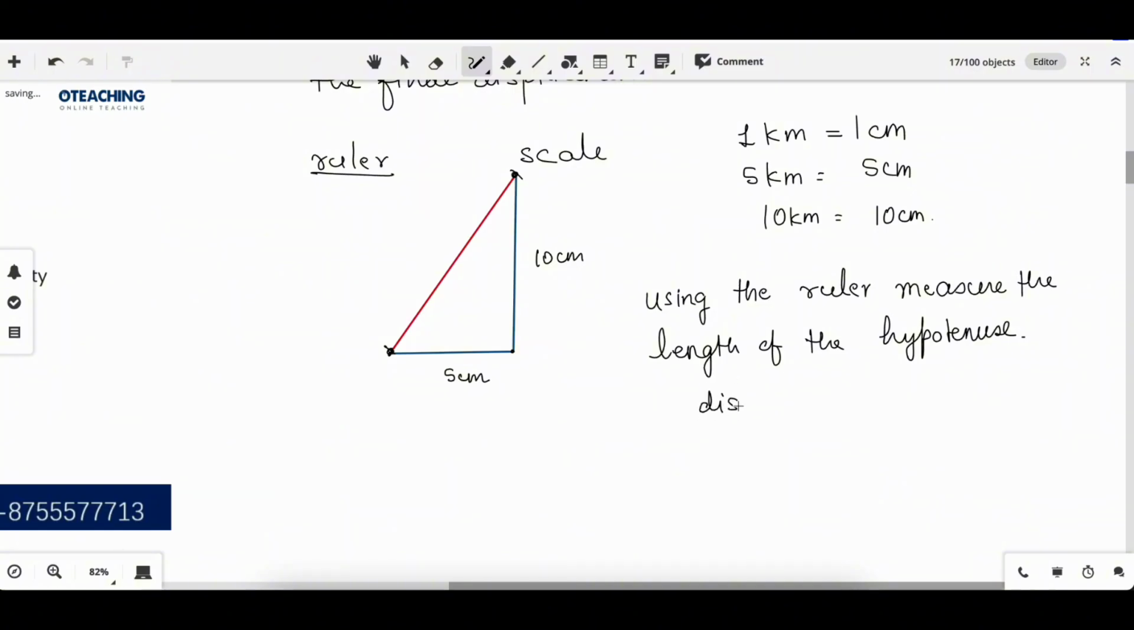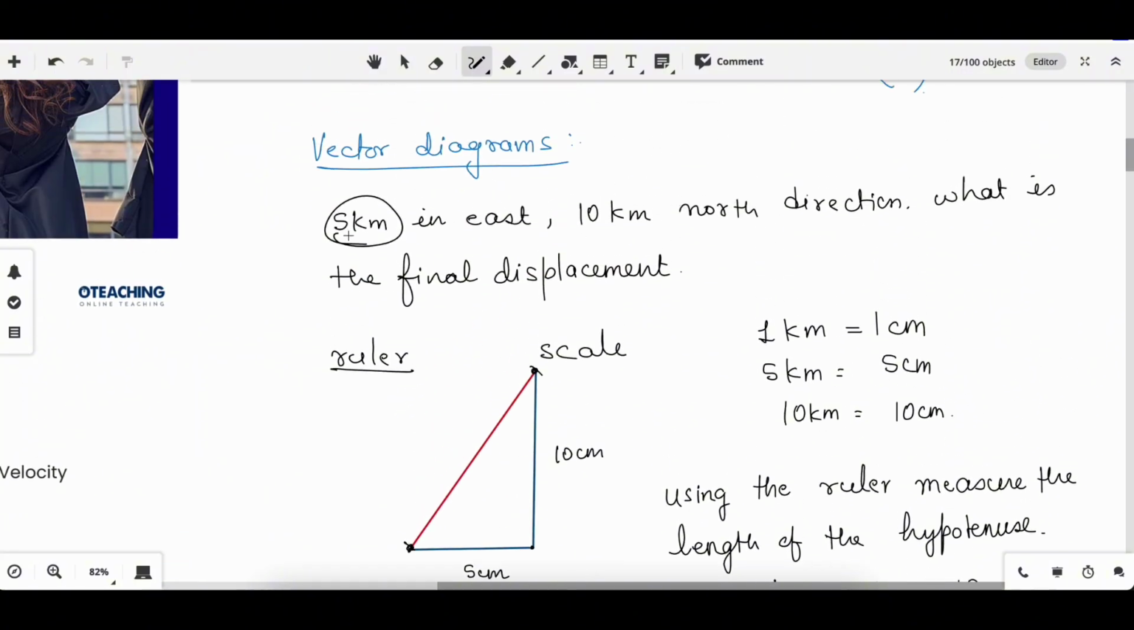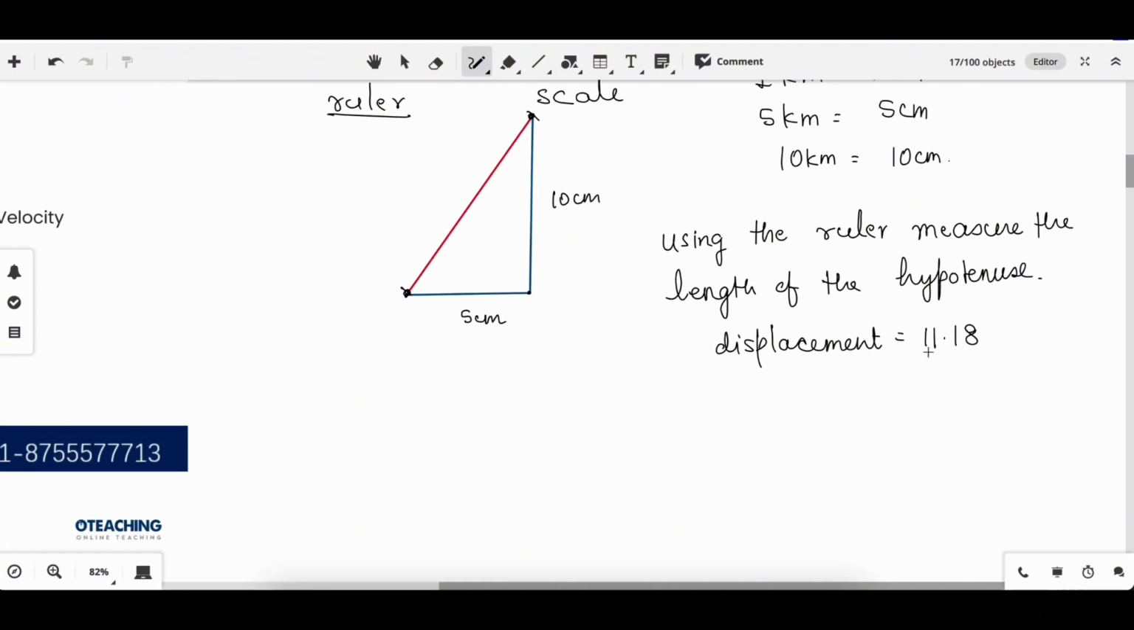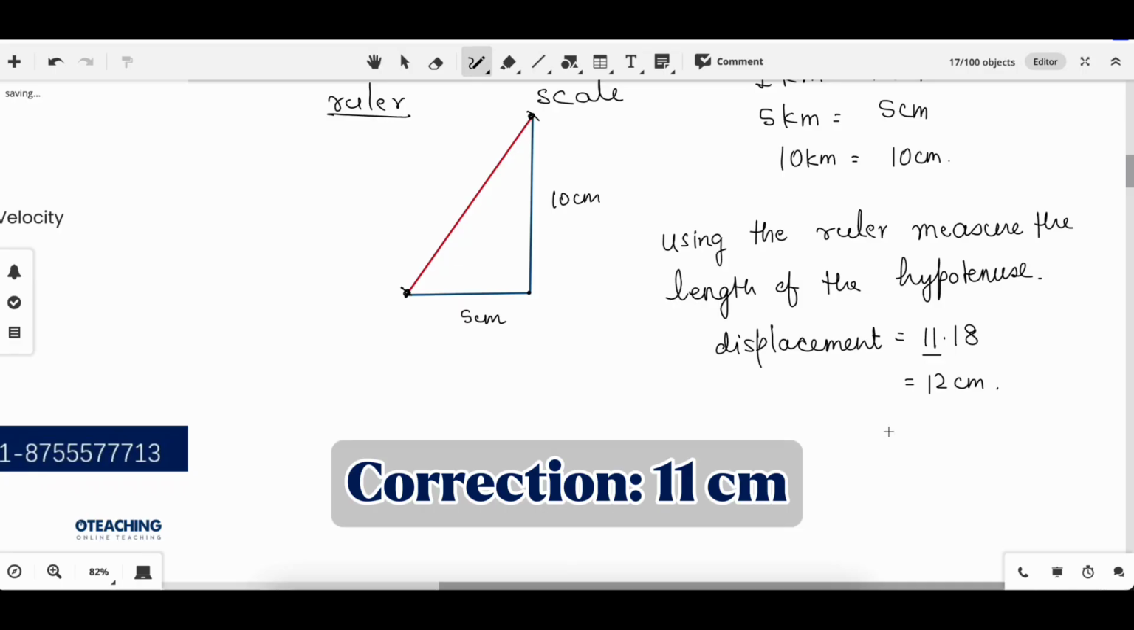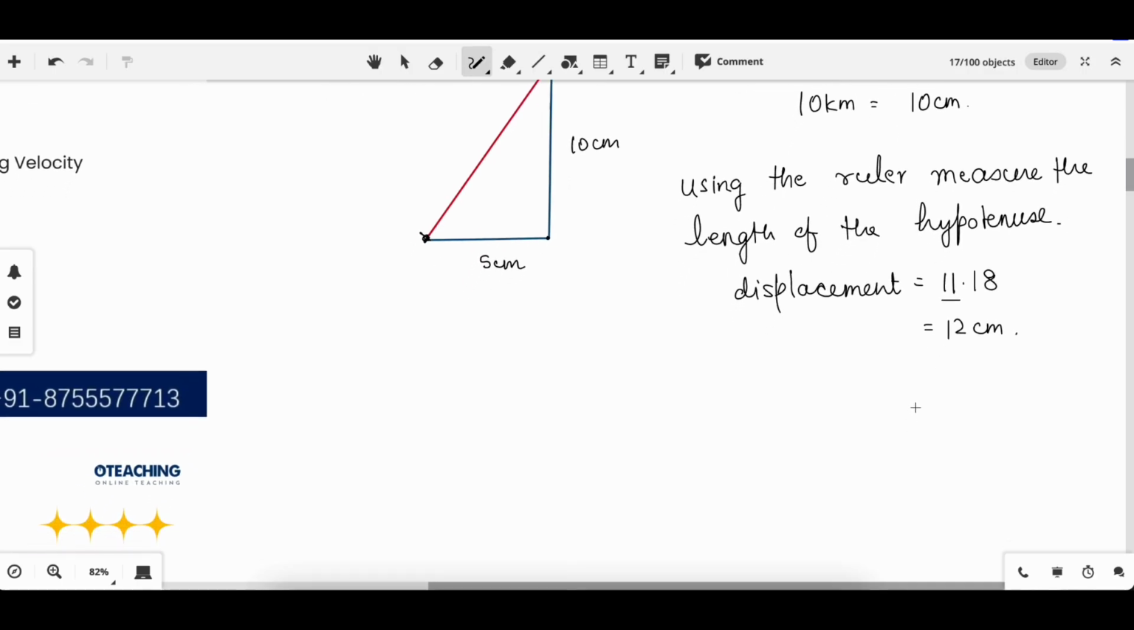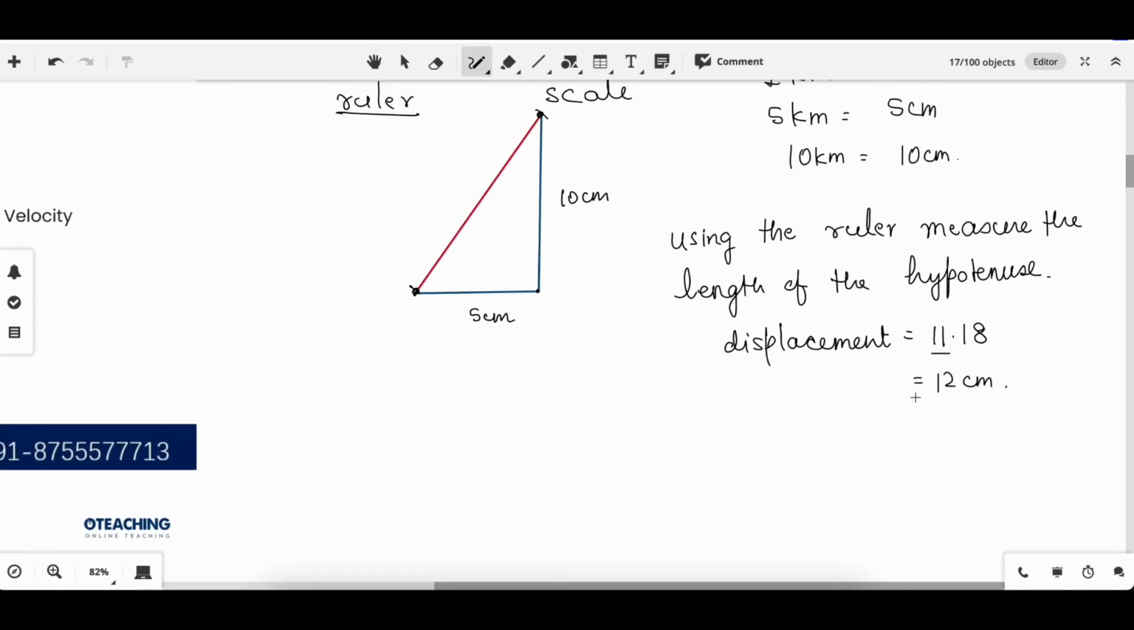So what is the final displacement which you will get near around? That is between 10 to 12. So the exact answer is 11.18, and as all the digits which I am using have one significant figure here and two significant figures here, I'm just keeping it to two significant figures. So it will give me 12 centimeters. Okay. So my displacement is 12 centimeters here.